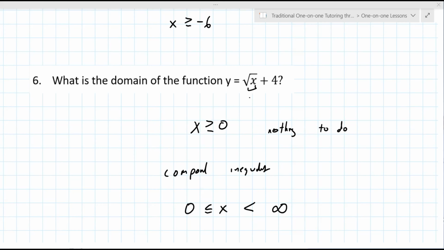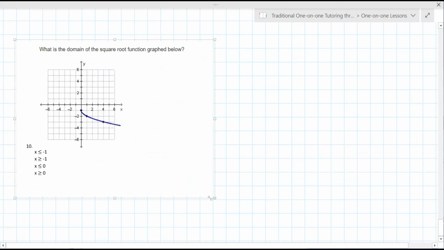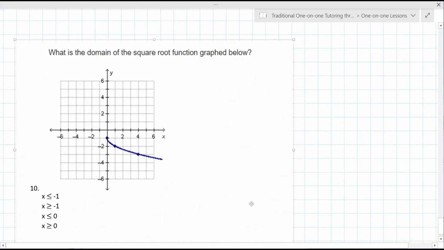No problem. So the last one is already graphed, so it's really similar to the last one, because that graph is there. So let me snip that in. We can work on it together. All right. So the domain, again, they're looking for the domain.